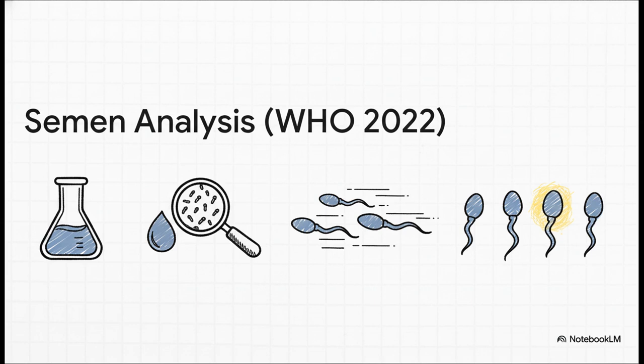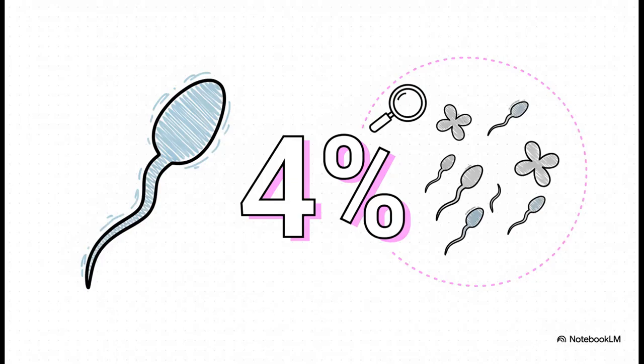And it's incredibly specific, but you can boil it down to these 4 key numbers. First, how much is there? The volume. Second, how many are in there? The concentration. Third, how well are they swimming? That's progressive motility. And finally, what shape are they in? Morphology. But hang on, let's focus on that last one for a second.